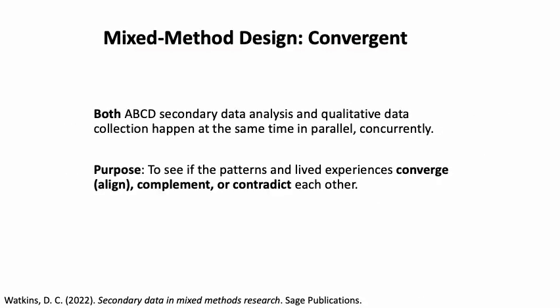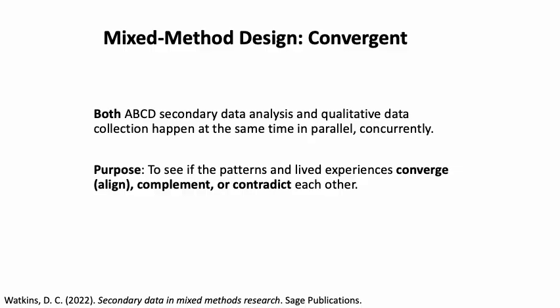In a mixed method convergent design, you are essentially collecting and analyzing both your quantitative and qualitative data at the same time. So you're doing this in parallel, concurrently. Now with the ABCD data, because it's already collected, you don't have to collect that data, but you would definitely want to wait to analyze the data until you've collected that qualitative data and can analyze that qualitative data together with the ABCD secondary quantitative data.